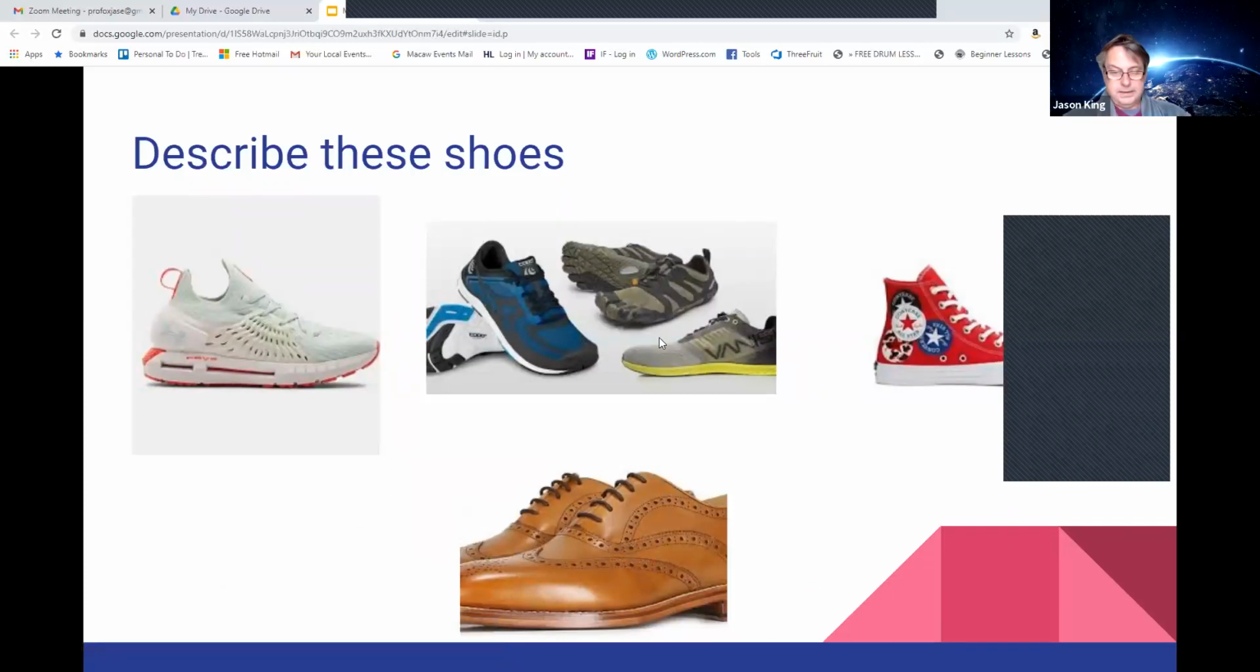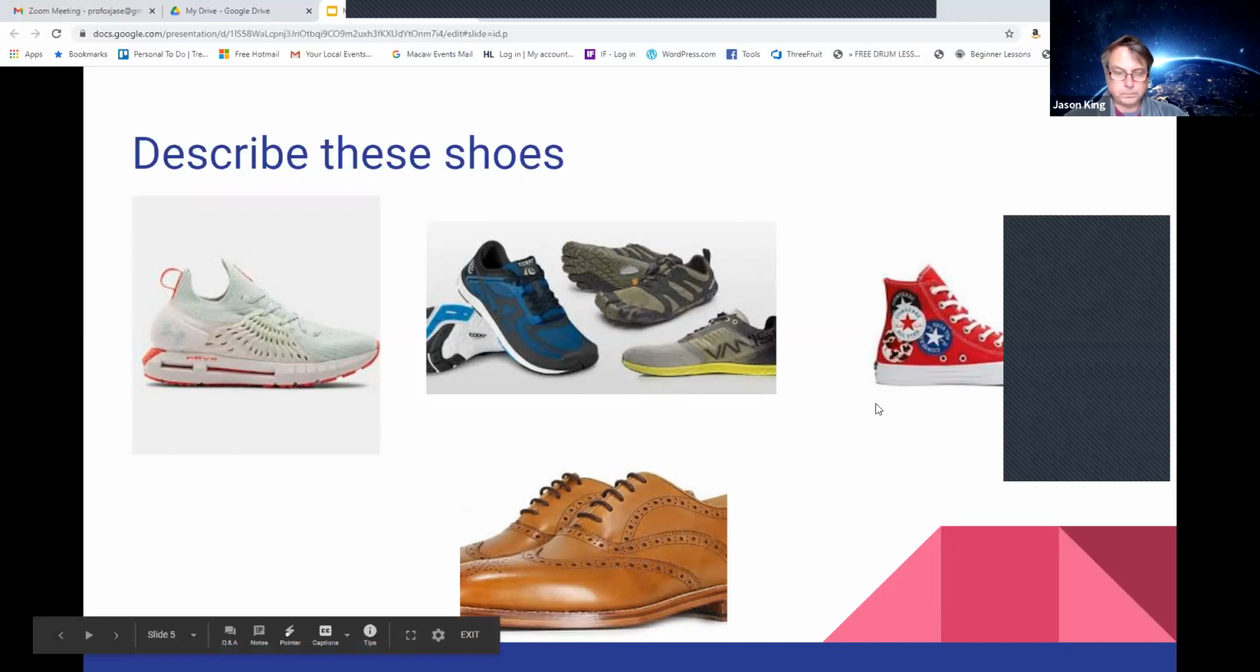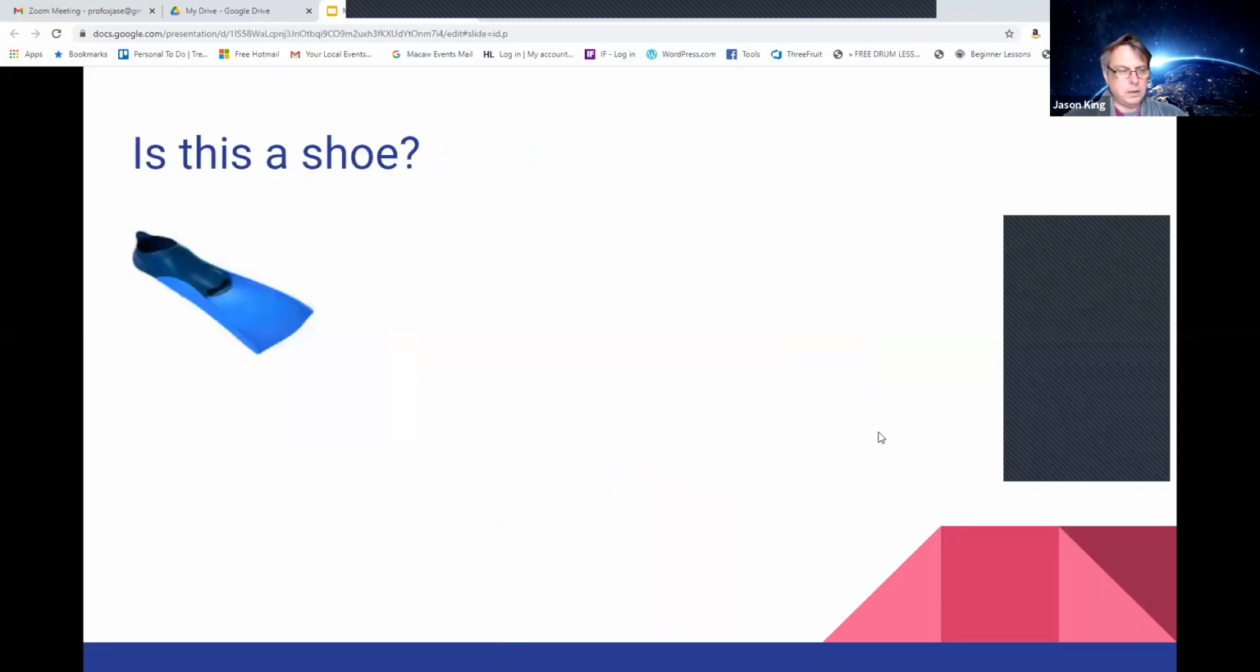So these are all shoes, but they're all kind of different, aren't they? We think that's a running shoe. It's got big padding there. That's a running shoe. That's an office shoe. That's a fashion item. Okay. That's a good question. Discuss. It's footwear. I don't know if it'd be considered a shoe necessarily, I guess.